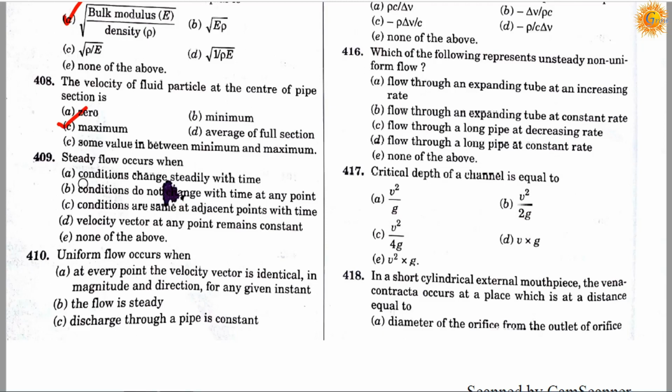Question number 409. Steady flow occurs when: option A, conditions change steadily with time; option B, conditions do not change with time at any point; option C, conditions are same at adjacent points with time; option D, velocity vector at any point remains constant; and option E, none of the above. So the correct answer is B, it will be conditions do not change with time at any point.